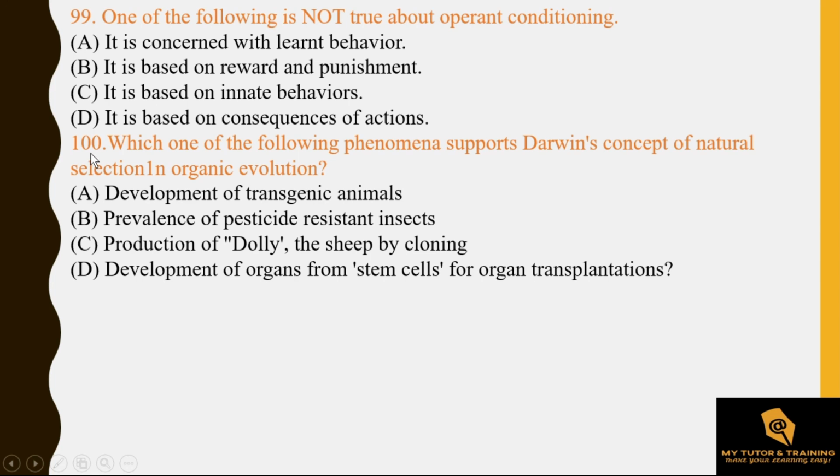Good. Let me turn to the last questions. Question number 100. Which one of the following phenomena support Darwin concept of natural selection in organic evolution? A. Development of transgenic animal. B. Prevalence of pesticide resistant insect. C. Production of Dolly the sheep by cloning. D. Development of organs from stem cells for organ transplantation.